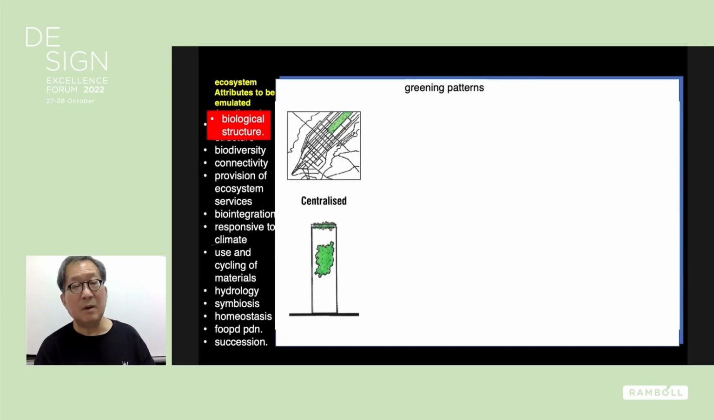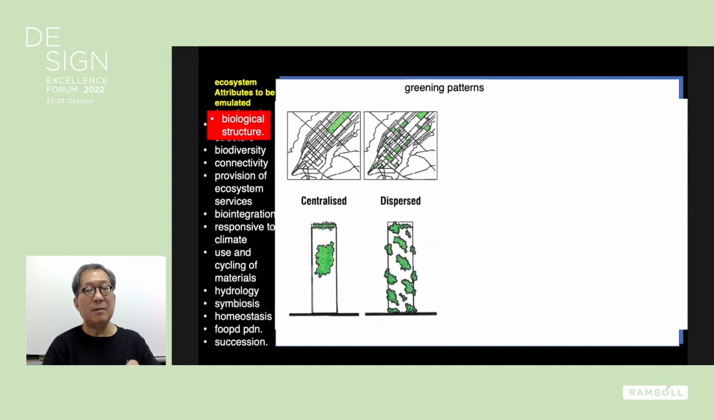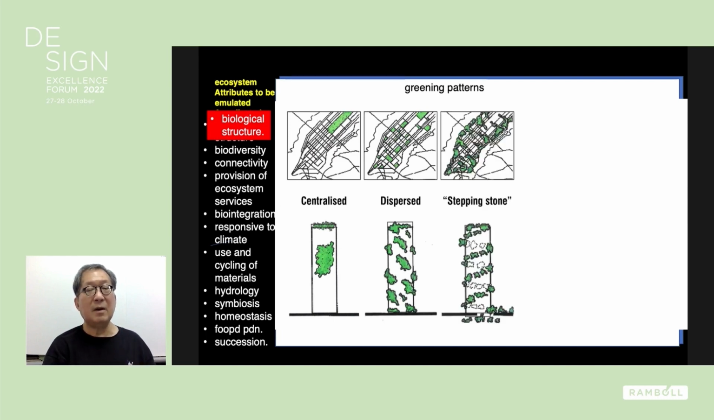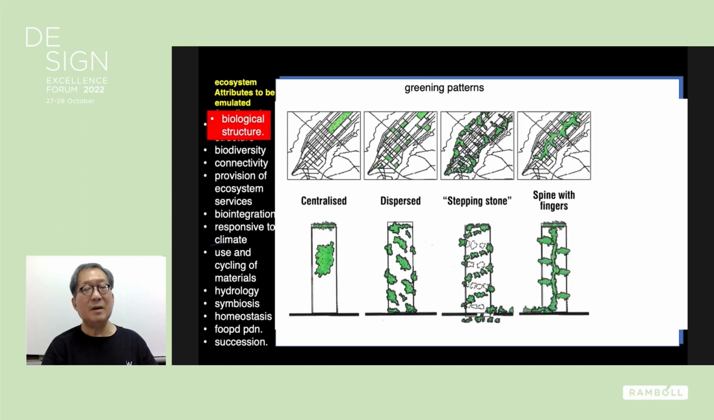And so we start to look at patterns. You can put it all in one location, as you can see here. You can have a spotty relationship, as you can see here. You can have a stepping stone relationship where the patches of greenery are not quite connected, but some species can move from one patch to the other patch, but it's not ideal. So the ideal is where it's connected and linked. That's like what I call a tree structure, where you have a stem and you have fingers sticking out.